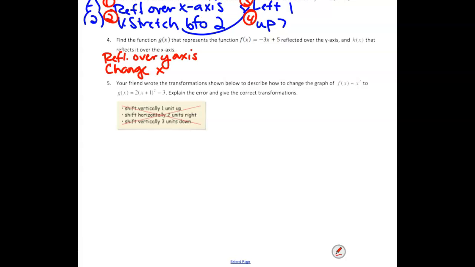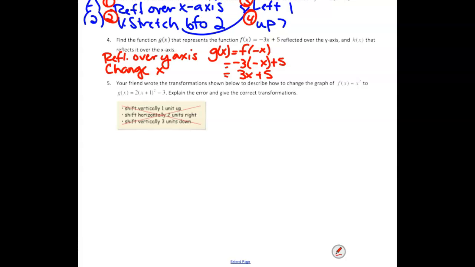Okay? So in this case, we're looking for g of x. We're going to take our f of x function and basically change our x's to negative x's. Okay? Which means we end up with negative 3 times negative x plus 5, which gets us 3x plus 5. So the only thing that changed in my equation was the x part of it.